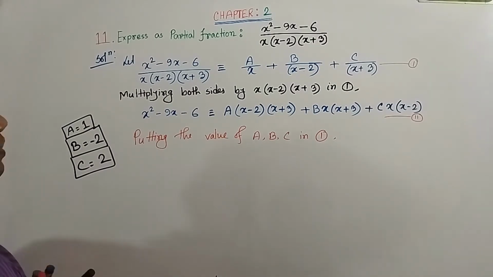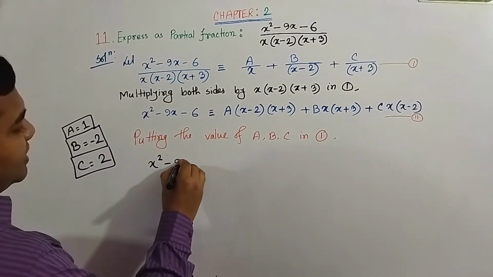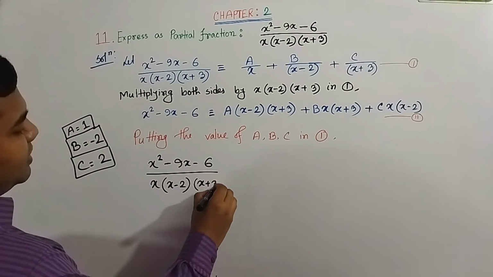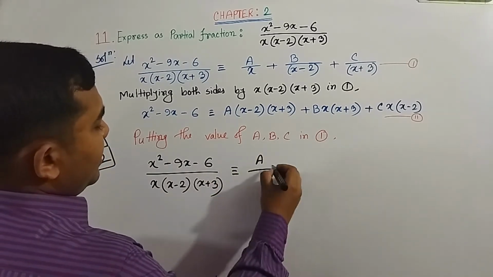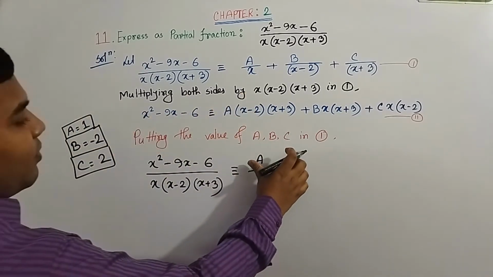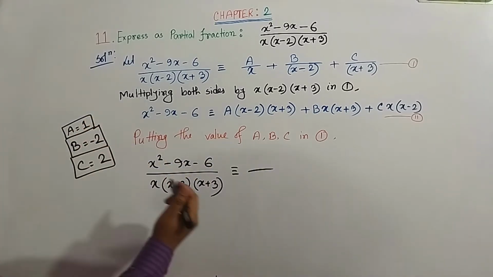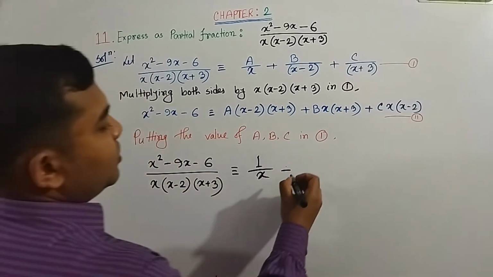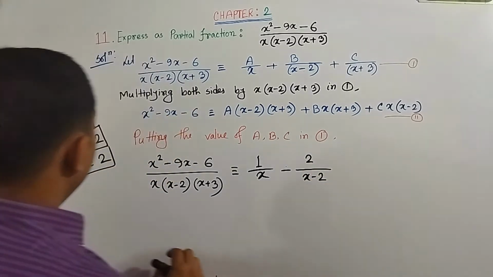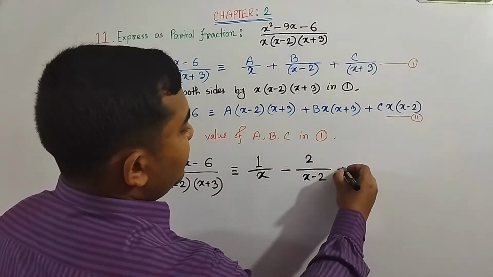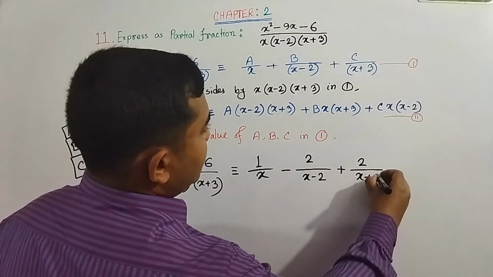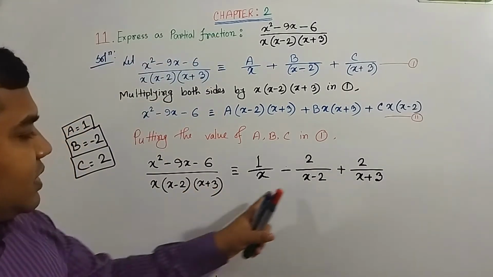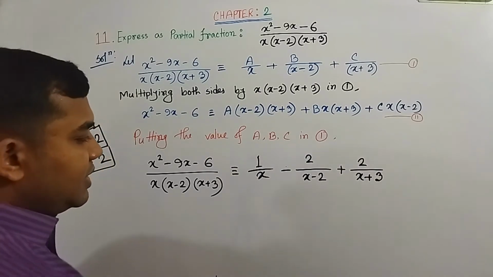we finally get x squared minus 9x minus 6 divided by x into x minus 2 into x plus 3, which is equivalent to a divided by x. The value for a we have found, that is 1. So 1 divided by x, plus the value for b, which was minus 2, so it should be minus 2 divided by x minus 2, and the value for c was exactly 2, so it should be plus 2 divided by x plus 3. So this is our required answer, what the question says, express as partial fractions. So that was our required partial fraction. So that's our required answer.